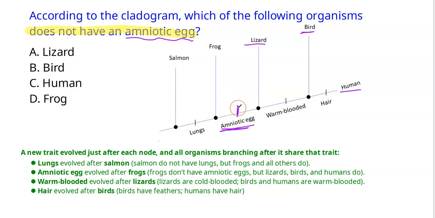So every organism that occurred before this trait does not have it. That would be the frog and the salmon. And let's see. It's going to have to be D, right? The salmon's not even one of the answer choices, so the frog does not have an amniotic egg.